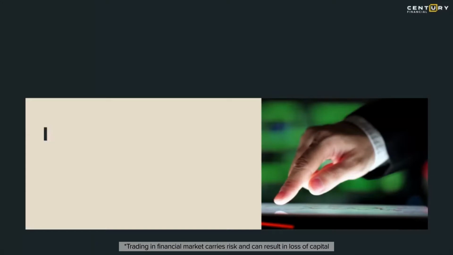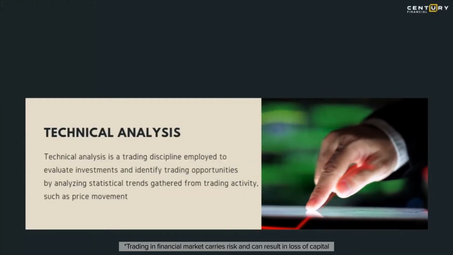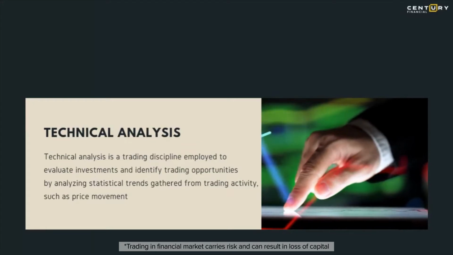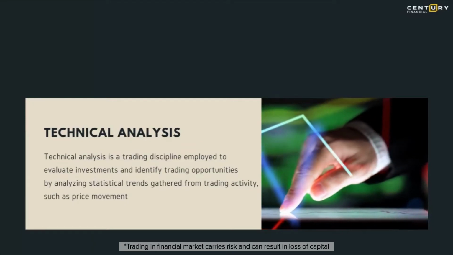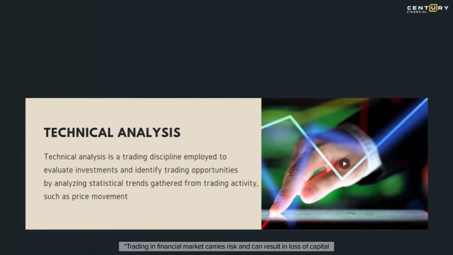For today, we will be looking at technical analysis, and we'll be looking at a couple of indicators that will help us identify good trading opportunities or good investment opportunities. So for those of you who are very, very new to the markets, there are two types of analysis an investor or a trader does. That is fundamental analysis, and the second one is technical analysis.